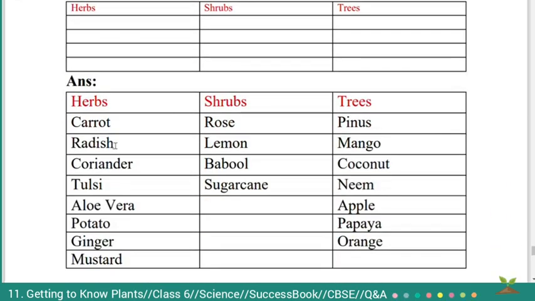Answer, we will see. Herbs. Here carrot, radish, coriander, tulsi, aloe vera, potato, ginger, mustard. All these are herbs. And shrubs are rose, lemon, babul, sugarcane. Trees. Trees are pinus, mango, coconut, neem, apple, papaya, orange.